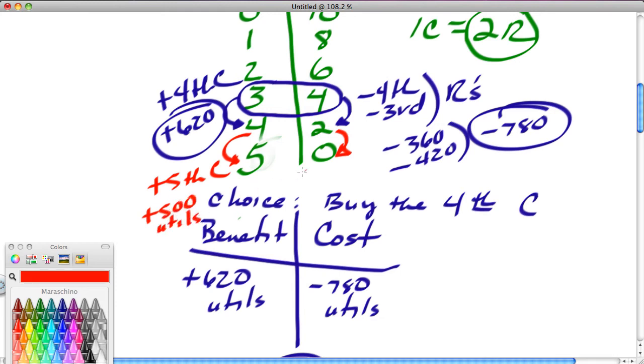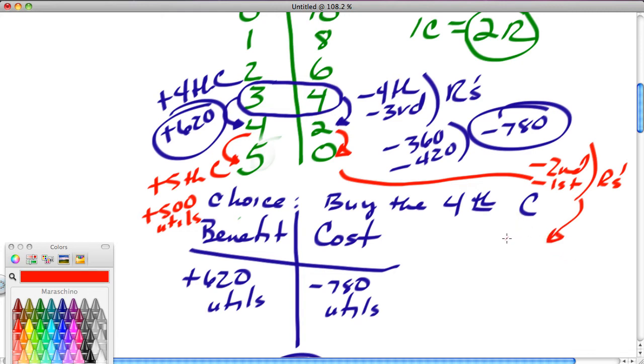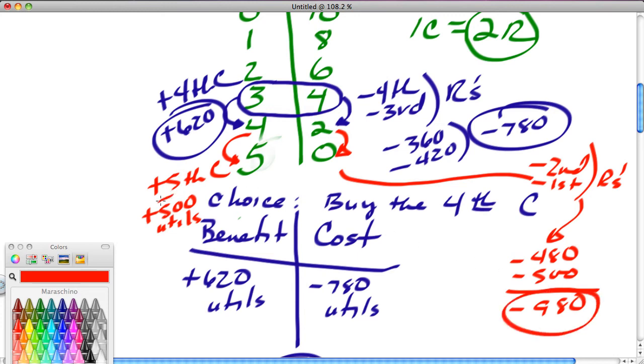But what is lost? What is lost is the second and first rolls. Well, what are they worth? The first roll is worth 500, so that's a loss, and the second roll is worth 480. So the total loss is 980. So by consuming that 5th cup of coffee, the buyer gets product worth 500 utils to him, but loses product worth 980 utils. And you can see the net loss.